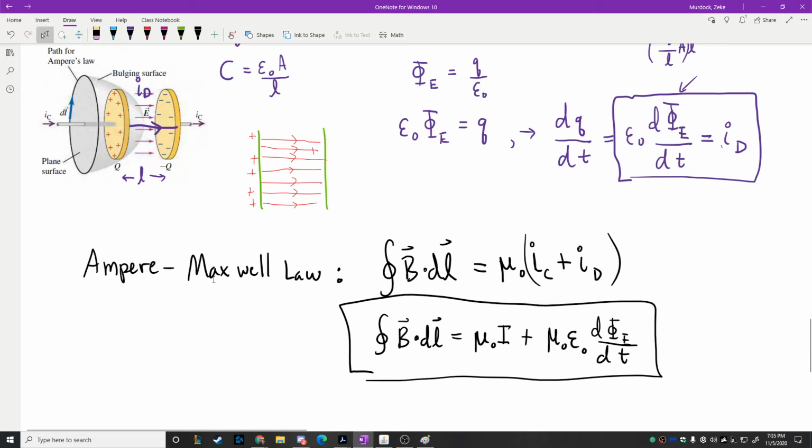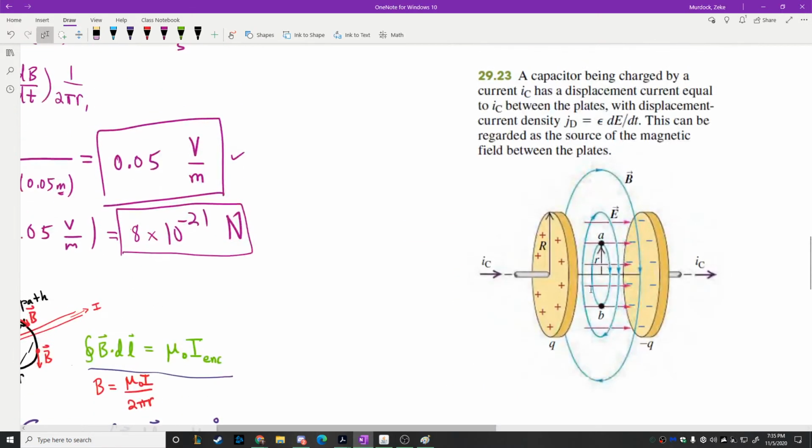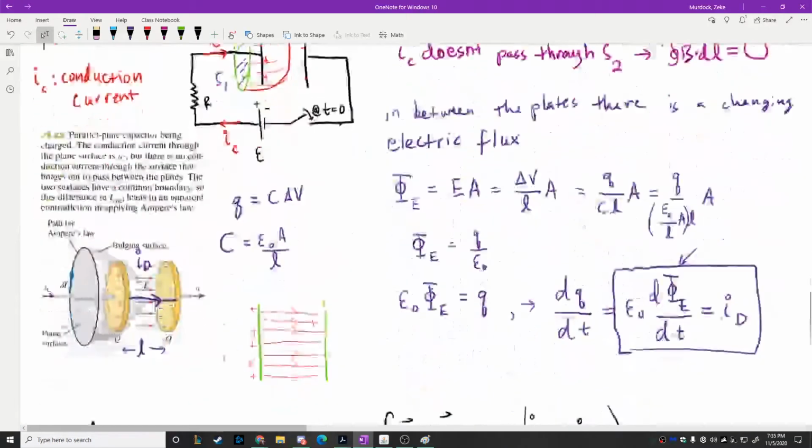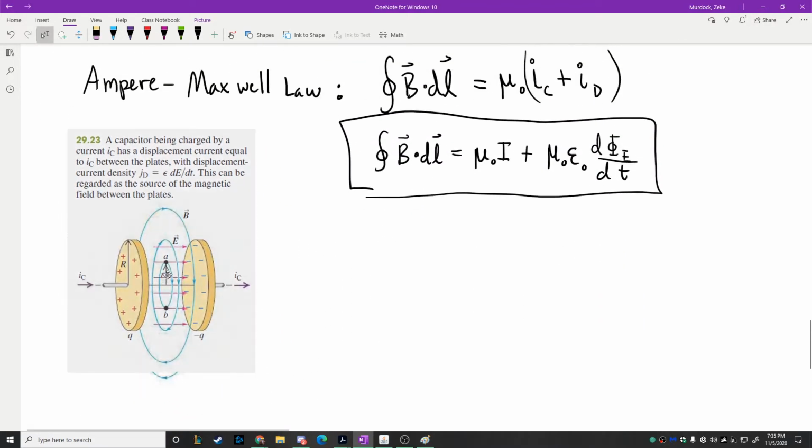The effect of this is that in the region between the capacitor plates, there's actually a magnetic field that's produced. That's what this tells us. If you were to perform this path integral, but you made your path in between the plates, you would still get a magnetic field. And what that would look like is this right here. So here what we have is magnetic field lines and electric field lines, both of them between a capacitor plate.